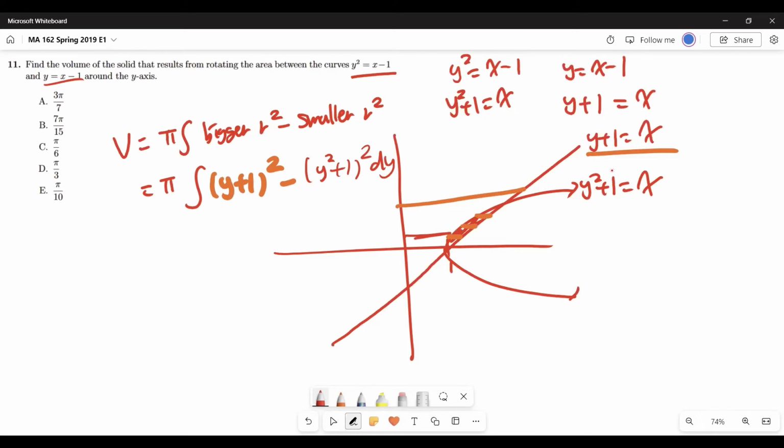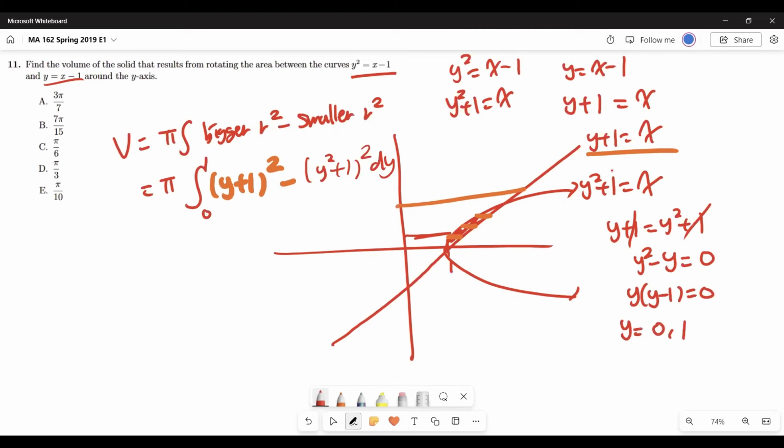So we have that, and then now you have to find the bounds. Whenever you want to find the bounds, it's the intersection points, meaning you have to set them equal to each other. So y plus 1 equals y squared plus 1. The 1 cancels out. y squared minus y is equal to 0. y times y minus 1 equals 0. So y goes from 0 to 1.